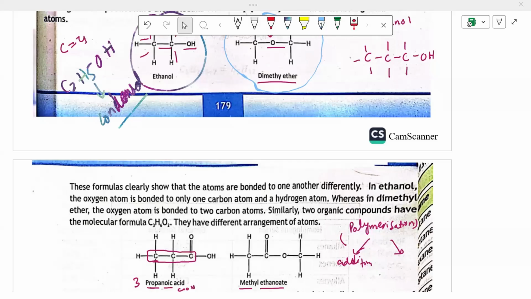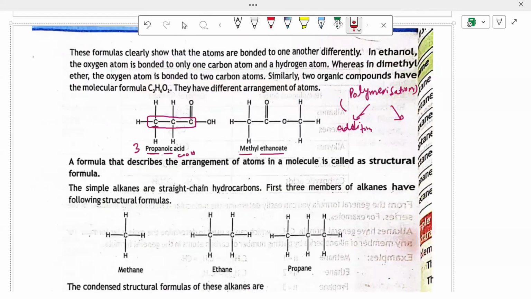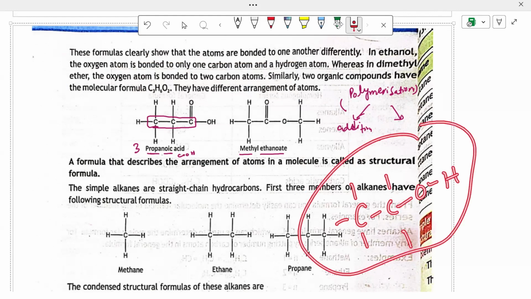Then here we have a few other formulas as well. These formulas clearly show that the atoms are bonded to one another differently. In ethanol, the oxygen atom is bonded to only one carbon atom. In the previous formula we have seen that the carbon had three hydrogens, and this oxygen was bonded to this carbon, and the oxygen made the second bond with the hydrogen. So the structure formula basically lets us know which element is making a bond with which carbon.